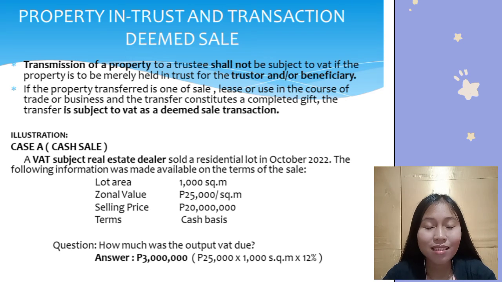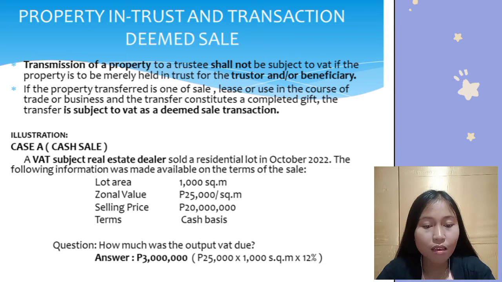These are cases A up to Z. So in case A, it's all about the cash sale. A VAT-subject real estate dealer sold a residential lot in October 2022. The following information was made available on the terms of the sale. Lot area 1,000 square meters, zonal value 25,000 pesos per square meter, selling price 20 million pesos, and the terms are cash basis.